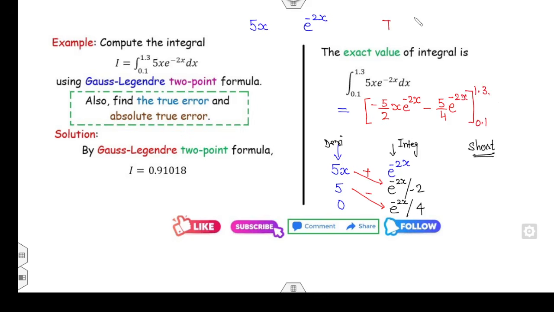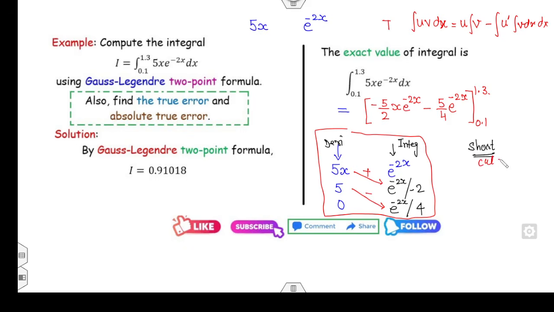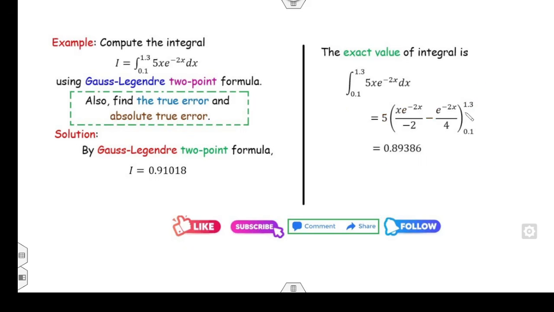Otherwise, you can use integration of u into v. First function, integration of the second, minus derivative of the first function, integration of the second function. Fine, choice on your side. Otherwise, this is the best way you can solve the integration by parts with the help of this shortcut trick. Now you can substitute the upper limit and the lower limit. You will get the answer 0.89386. Because calculators are allowed in all the examinations, so you can solve this. Substitute the upper limit and lower limit, and get the answer.